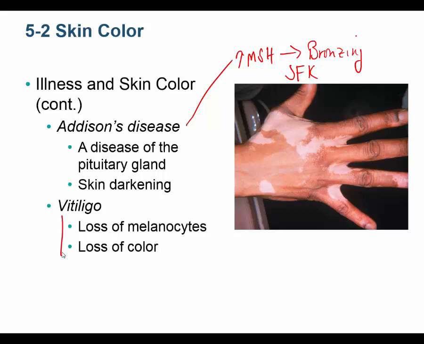You have vitiligo. This is the loss of melanocytes, and this occurs in patches. So you have patchy areas on your body that are whiter, and you have the normal area of your body with more melanocytes that is darker. This is vitiligo. This hand is a hand of a person with vitiligo.